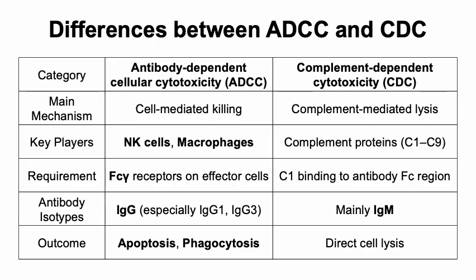Next, let's compare ADCC with another mechanism called CDC, or complement-dependent cytotoxicity. Please look at this table. The biggest difference is the key player. In ADCC, the key players are cells like NK cells and macrophages. In CDC, the key players are proteins, specifically complement proteins C1 through C9.